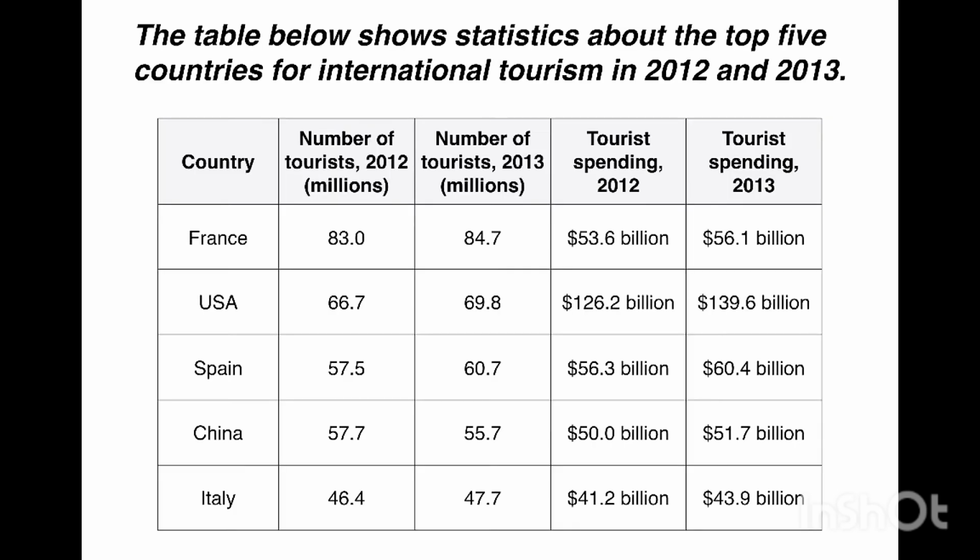Here's the question. The table below shows statistics about the top 5 countries for international tourism in 2012 and 2013. Looking at the table, you can see on the left we've got countries. Then the next 2 columns we've got numbers of tourists in the 2 years, 2012 and 2013. So that's numbers of people in millions. And then in the final 2 columns we've got tourist spending in those countries in those 2 different years, and that's in billions of dollars.